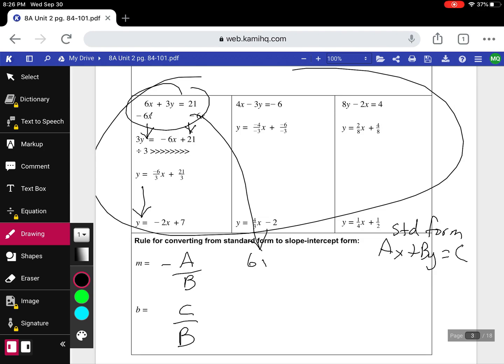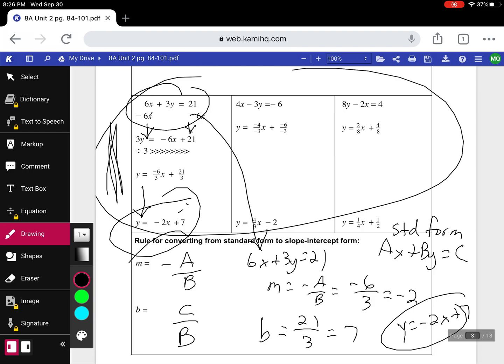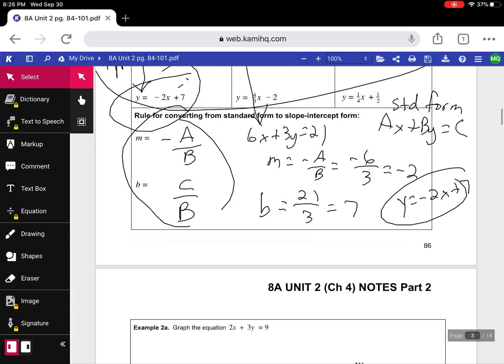So if I take this problem right here, 6x plus 3y equals 21, I can go through all these steps up here, right? Or I can just say, well, the slope is negative a over b, which means negative 6 over 3, which is negative 2. I can see my y-intercept is c, which is 21, over b, which is 3. And look what I have. y equals negative 2x plus 7. Same thing as up there, they match. So you can use this shortcut anytime you like, okay?